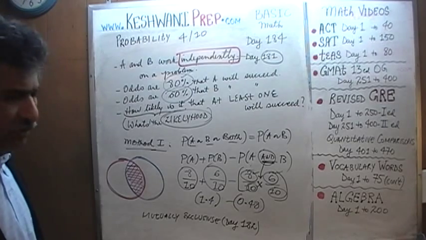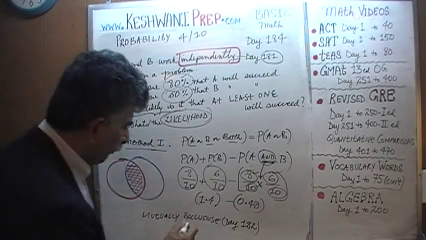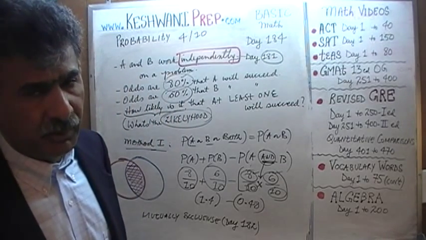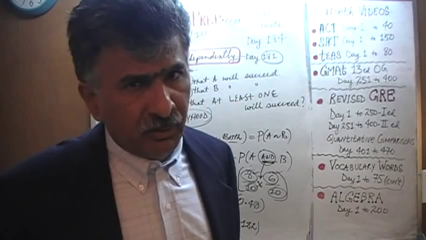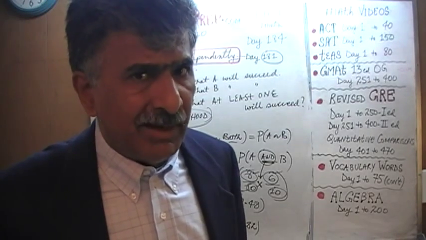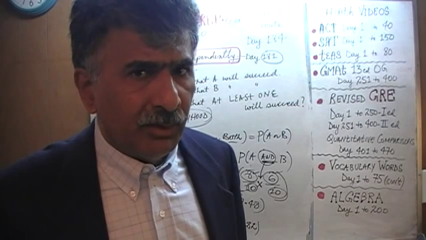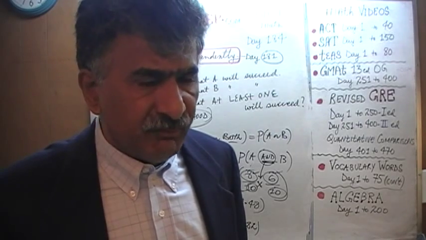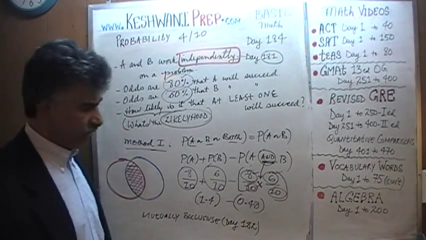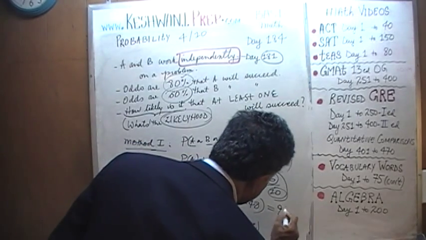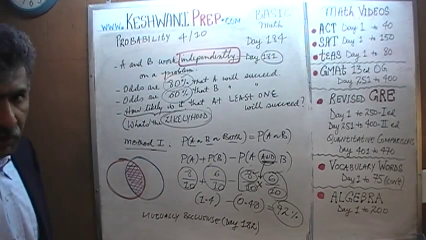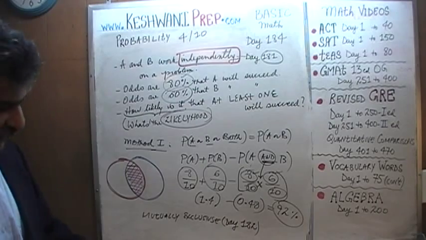It's 1.4 minus 0.48. If you want to look at it as 140 minus 48, you can do that too. 140 minus 50, listen very carefully, would have been 90. We're not subtracting 50, we're subtracting 48, so it's going to be 92%. So that's one way of looking at it. The answer is 92%. Now let's look at the same problem with the second method.